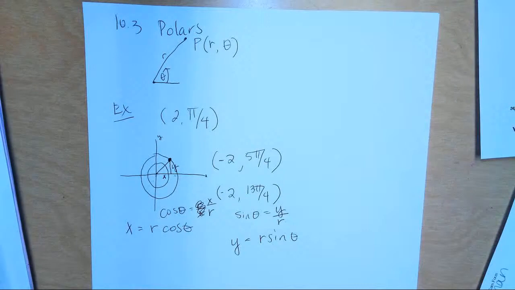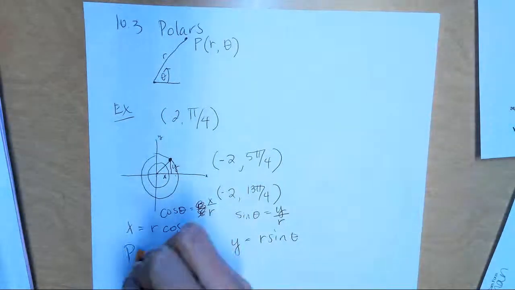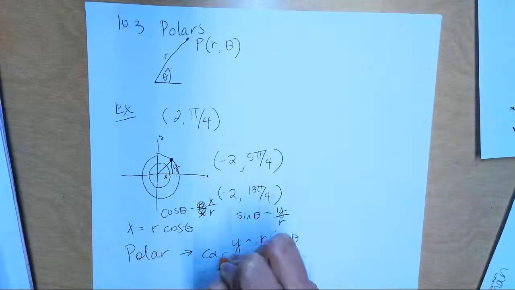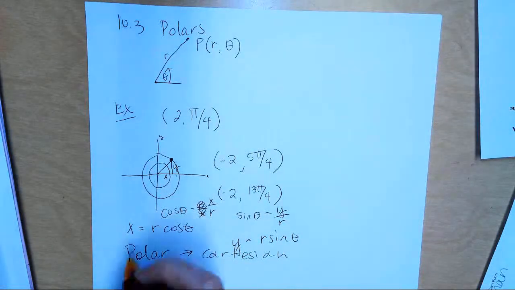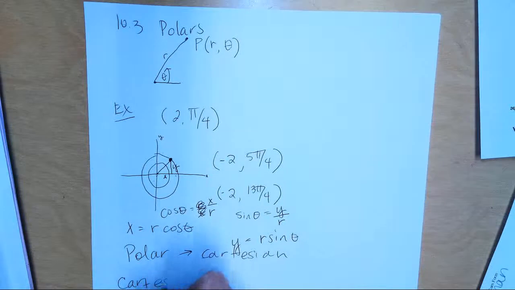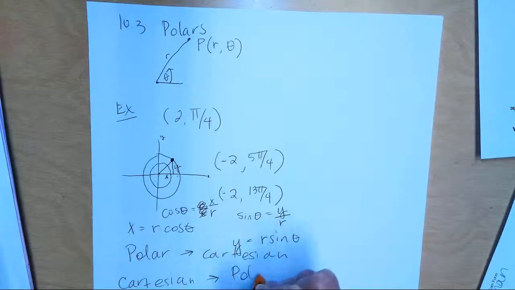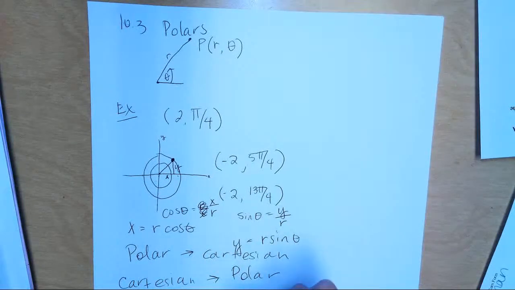How do you go backwards? How do you start with Cartesian and put them in polar? Sorry, this was polar to Cartesian. I think I just said it the wrong way. This is the easy way. How do you go from Cartesian to polar? That's one of them, and there was another one.